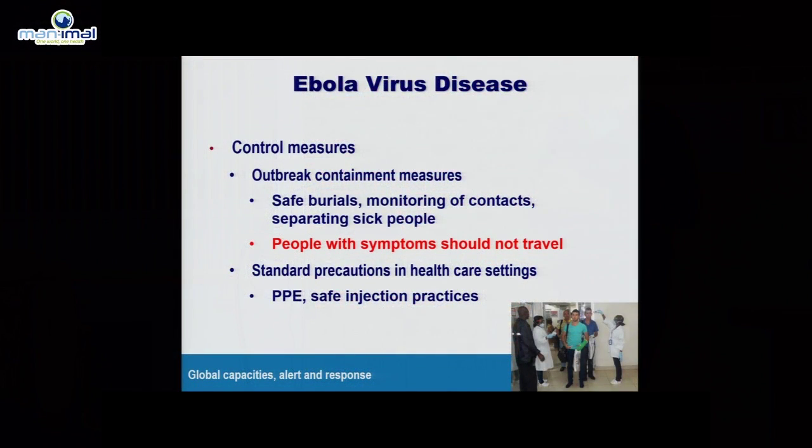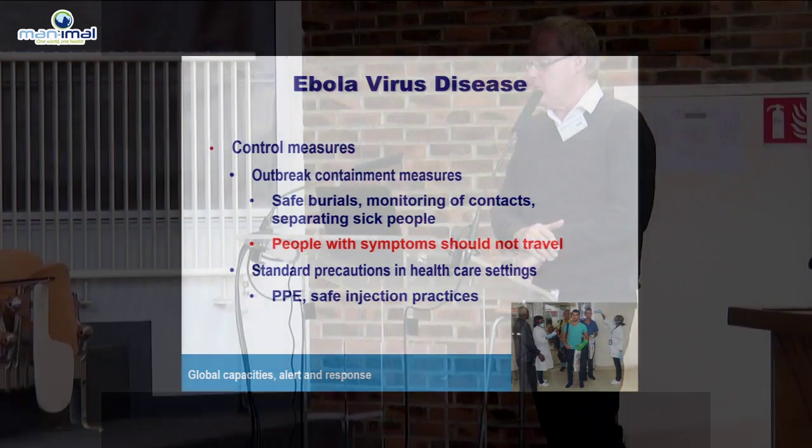And one of the things that really did play a role in stopping the outbreak was safe burials and monitoring and separating sick people. Because, as I said, if you're not symptomatic, you're not infectious. So as soon as you become symptomatic, usually measured by having a fever, it was important to isolate those people until a laboratory diagnosis could be done.